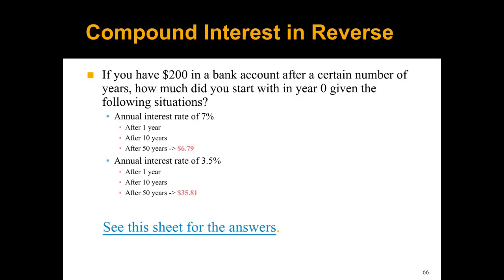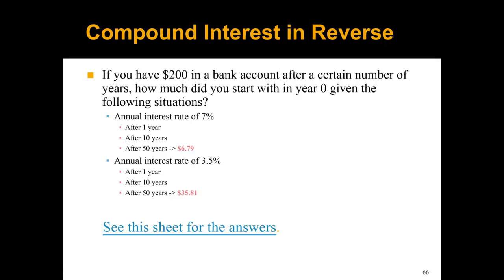So now we want to think about this situation though. This is a similar problem, but a little bit different, and I say it's compound interest in reverse. So let's say, and we'll just say after 10 years, I have $200 in a bank account. And how much would I have started with at different interest rates?